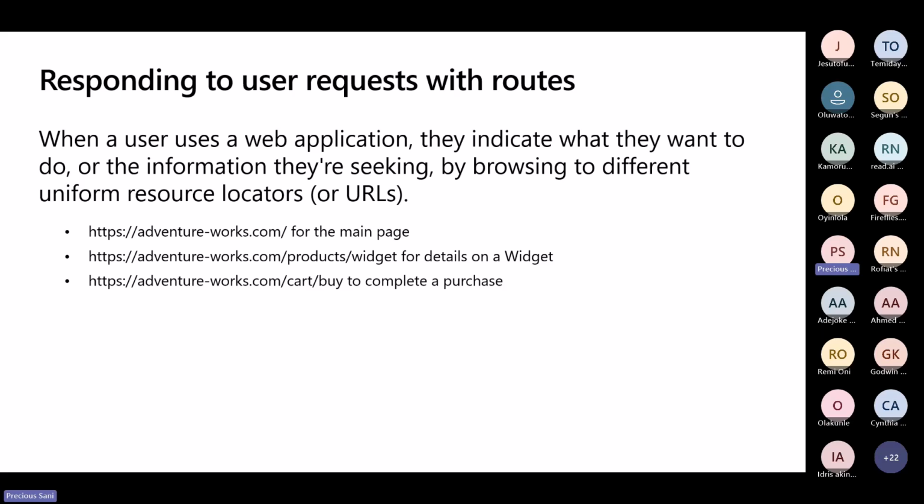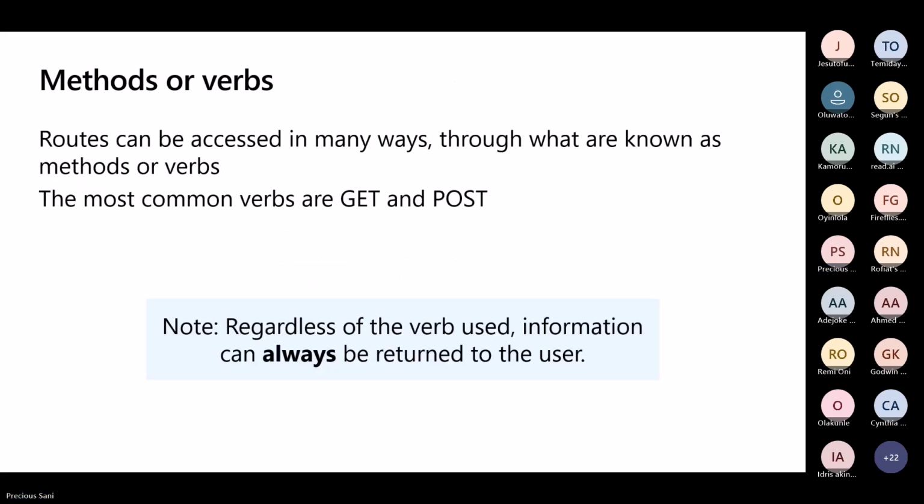Okay, so I'll go to the next slide. Routes can be used in many ways, and there are two common methods that you can use, though there are a lot of other methods: the get method and the post method. Whenever you use a get method, you are requesting information from the website. Most times when you hit google.com and it opens, you have actually done a get request to get Google to open on your screen.